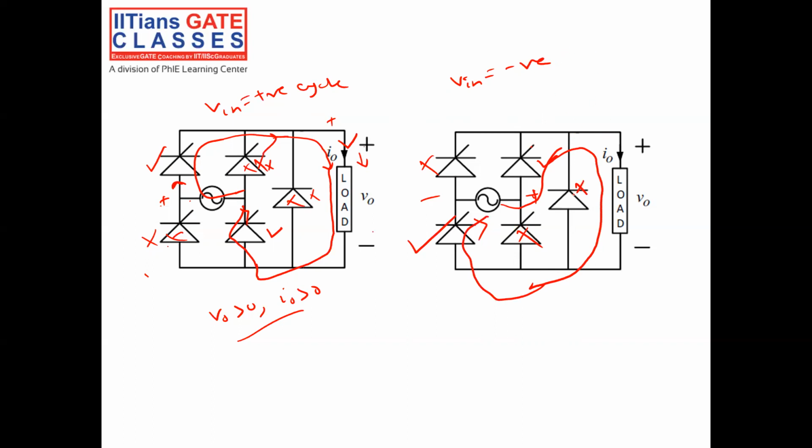So here also when V in is negative, I will get V0 positive because this is positive, this is negative. Positive minus some drop; ideally there is no drop. This positive will come here. Here also V0 will be positive and I0 also will flow like this only. So here also V0 is greater than 0, I0 is greater than 0. So in both conditions, V in positive and V in negative, the current is flowing through the load like this and voltage also is developing like this.